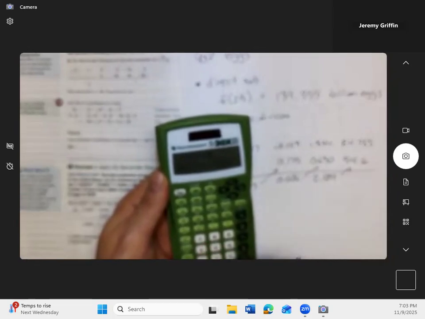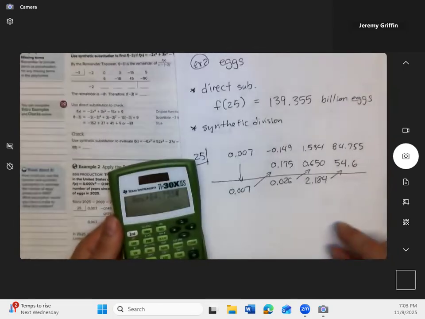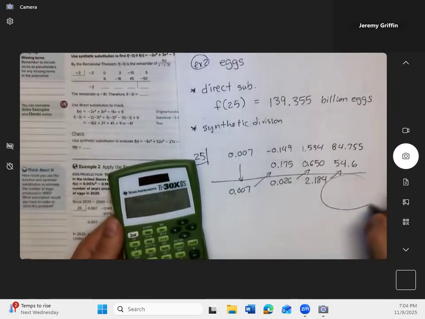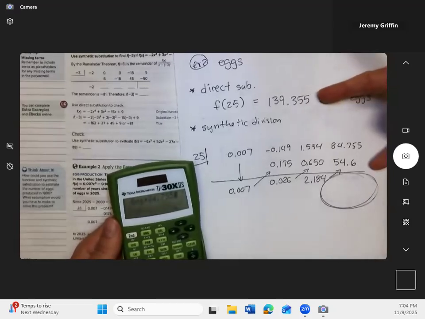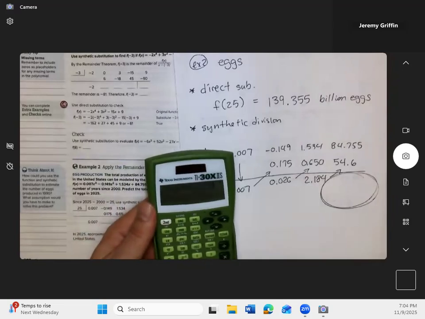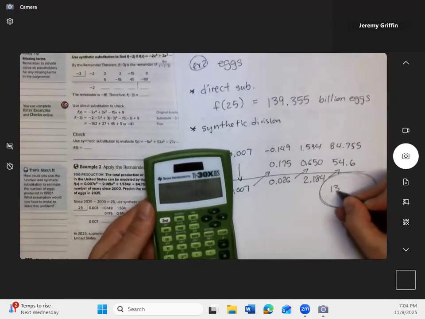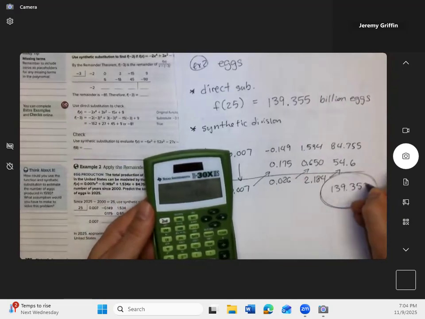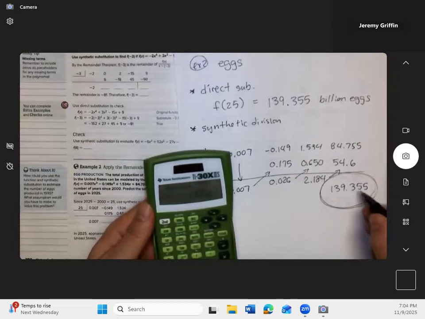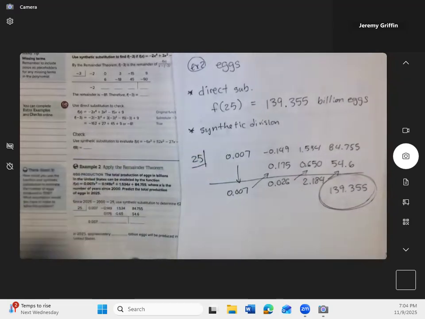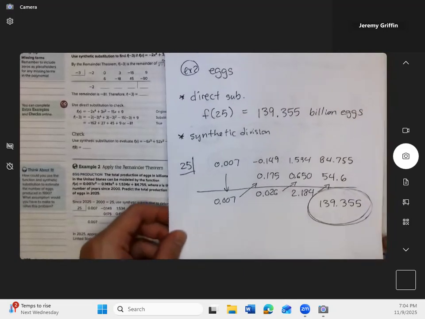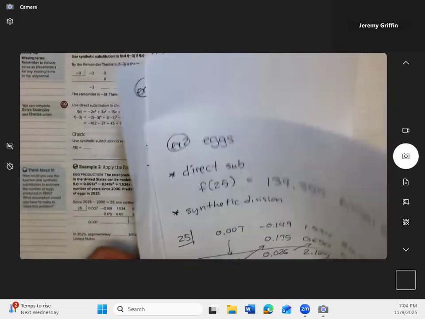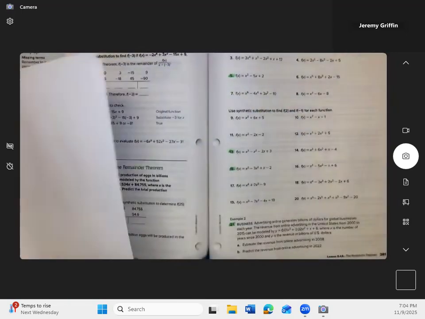So plus 84.755. Let's see, moment of truth. There's only one number that should show up right here, and it's got to be what I got before with the direct substitution. It better be 139. And it is 139.355. Down to the thousandths place, it's exactly the same. It's identical. So that worked. This is a pretty cool little trick. All right, so let's see. Got a few highlighted here.